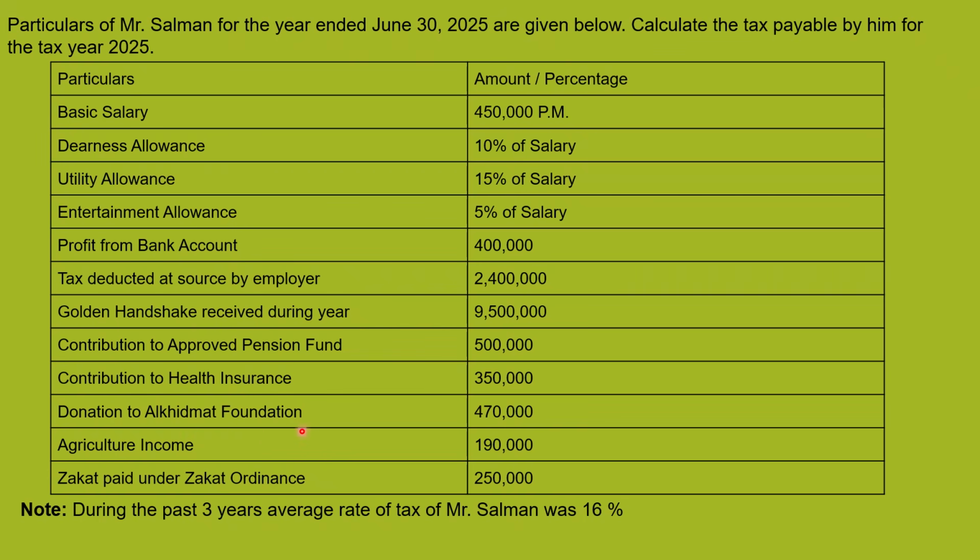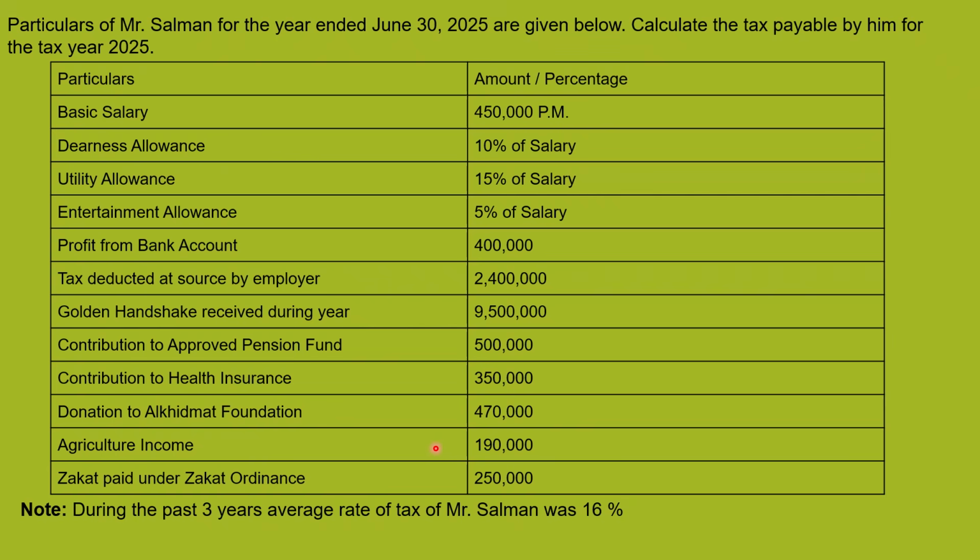Donation to Al Khidmat Foundation, a welfare organization in Pakistan. Salman in personal capacity himself has donated 4,70,000 to Al Khidmat Foundation. It means this organization is approved. Whenever there is a mention of donation in a question, you should focus on whether the institute or organization is approved by the board, by the FBR. If that is not approved, then there would be no relief. So Al Khidmat Foundation is approved, and here the donation is 4,70,000.